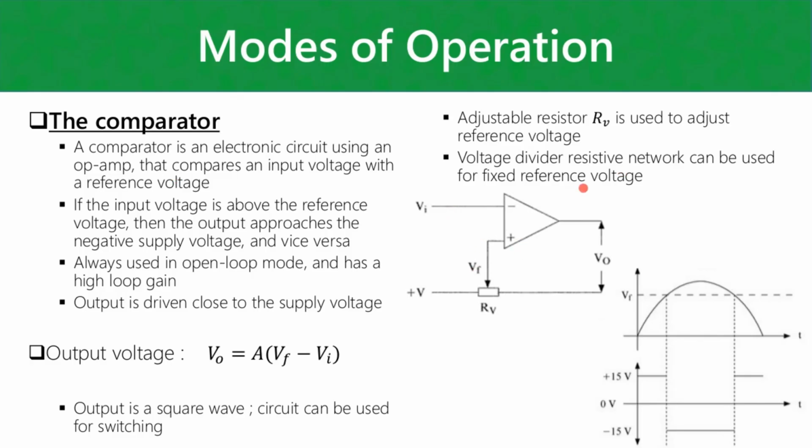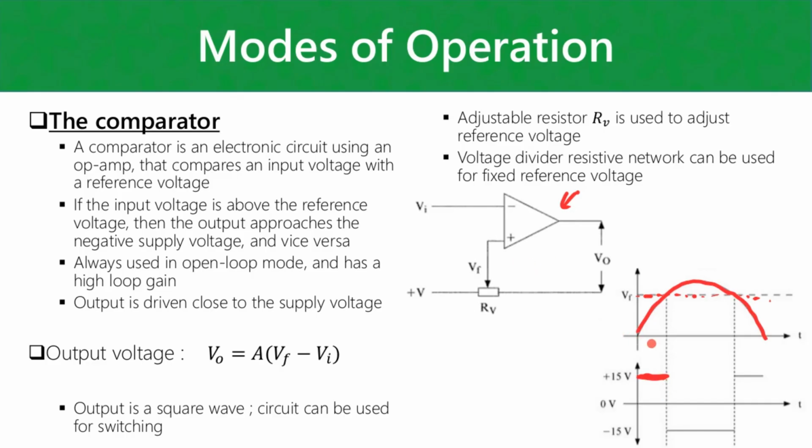Now, this is not the only circuit for an op-amp comparator. You can swap the input and reference around. So if this is our reference and this here is our input, you'll see that while our input is lower than the reference, the op-amp's output is going to be high.